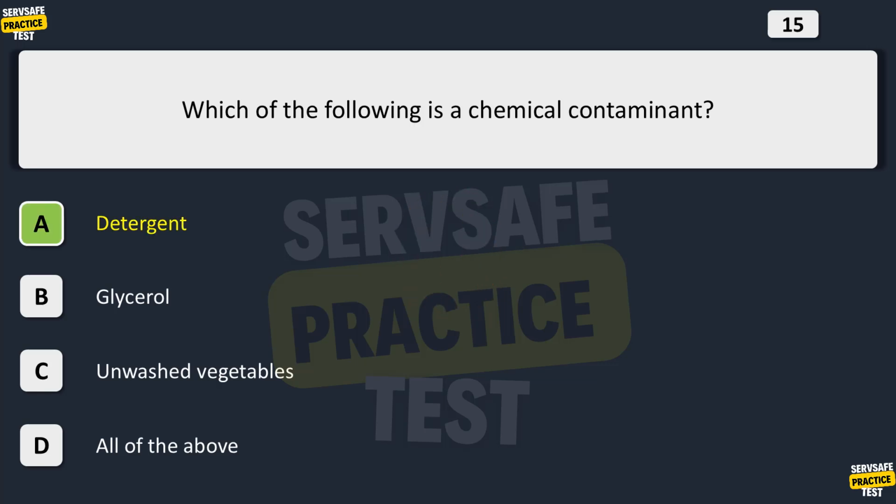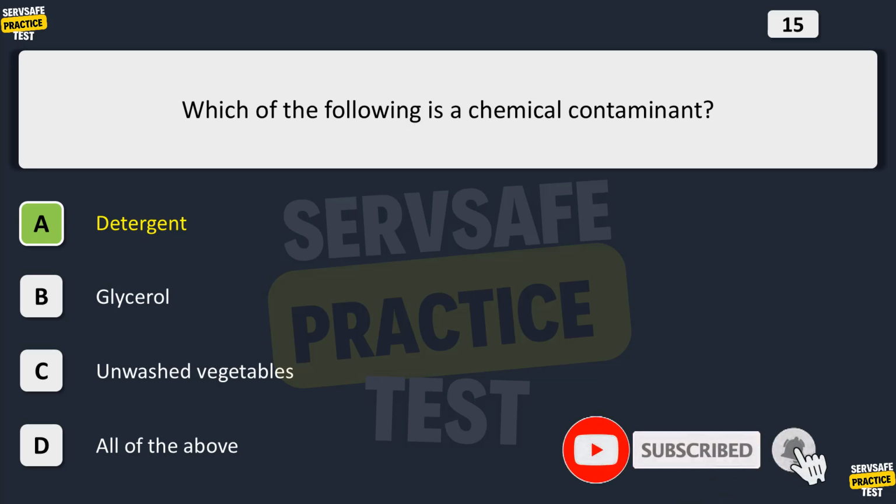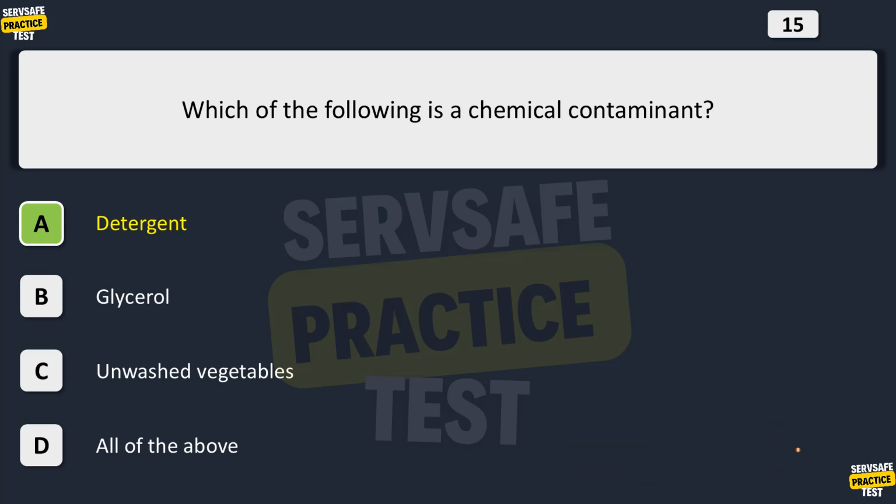The correct answer is A. Detergent. Detergent is considered a chemical contaminant. While detergent is often used in dishwashers and at the pot washing station, when it comes to consuming food, having a chemical detergent present in the food is certainly an example of a chemical hazard. Glycerol, also known as glycerin or propanetriol, is a non-toxic artificial sweetener, so it is not a contaminant. Unwashed vegetables may have residual pesticides on them, but they are more likely to harbor biological contaminants such as disease.